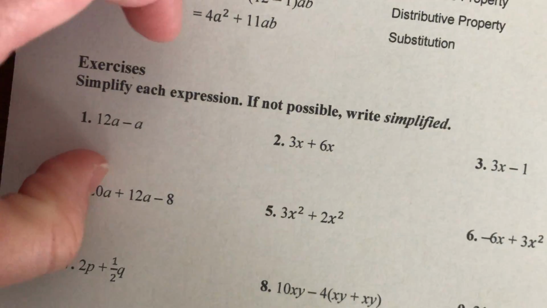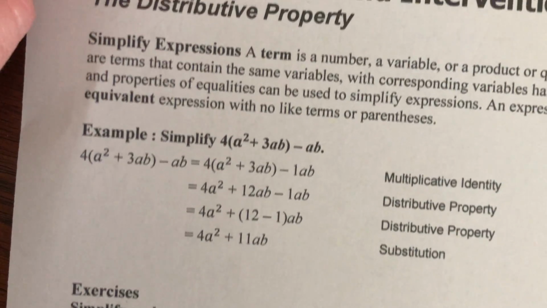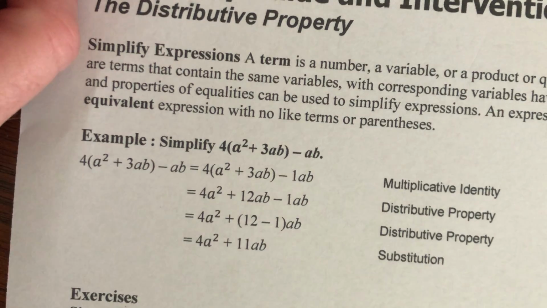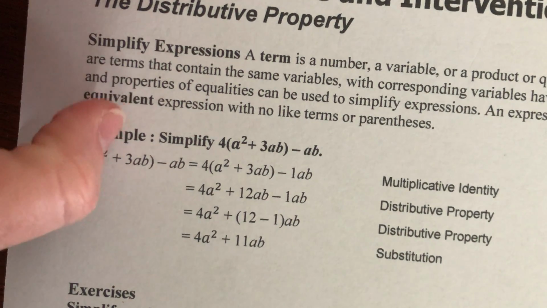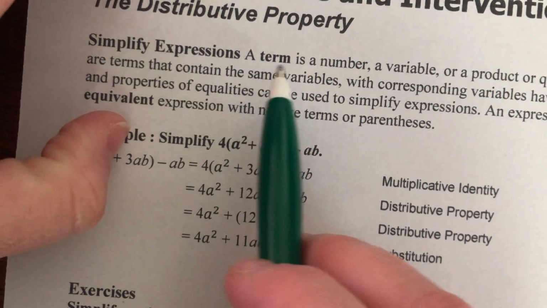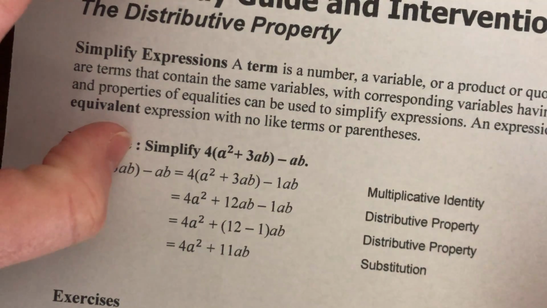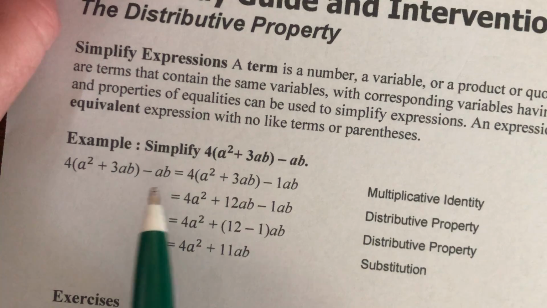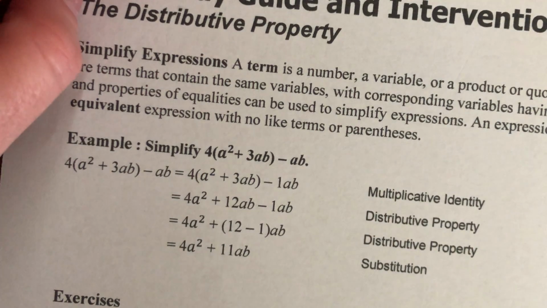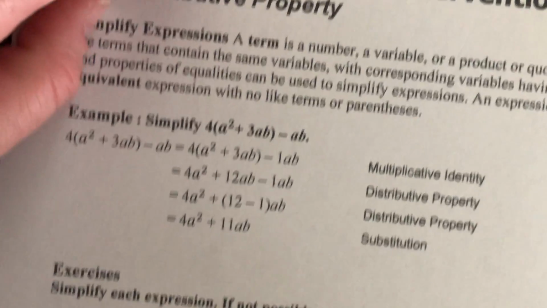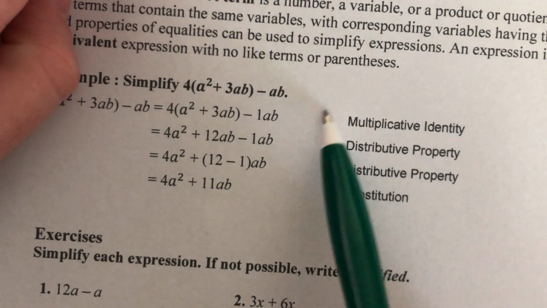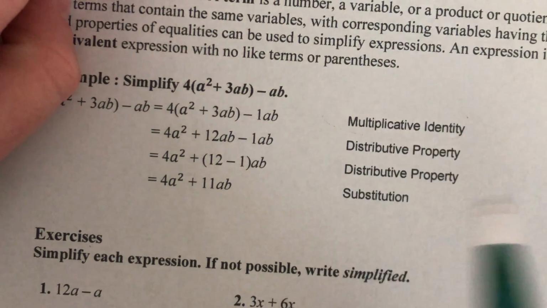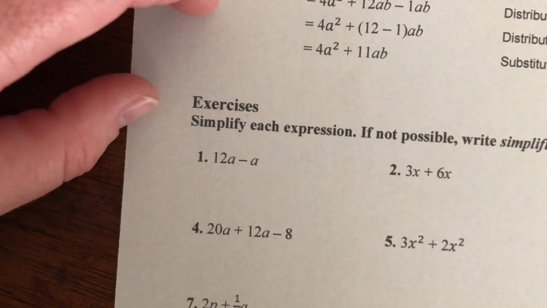A little bit more, the back side of the distributive property here. We're simplifying expressions. A term is a number, variable, product, and so on, like terms. Simplify. Here we're solving and listing out the properties. Now it looks like we're pretty much using distributive, but we might be using other things too, like the multiplicative identity. So let's do a couple of these together.